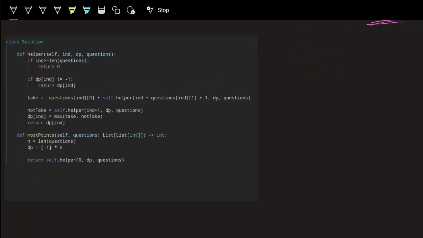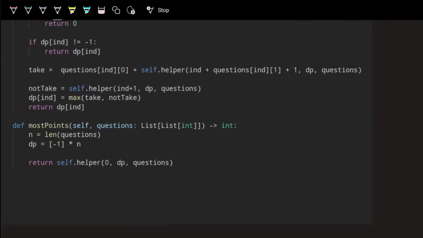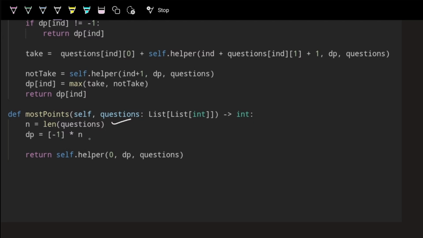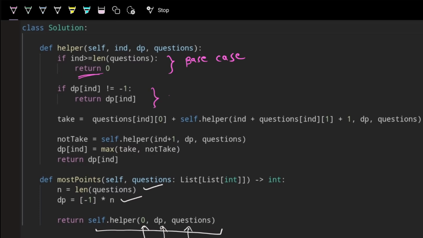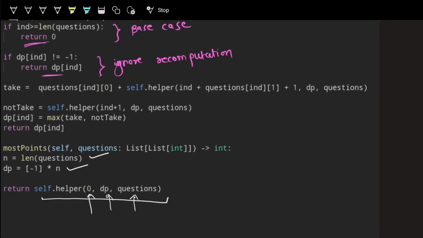So the code for this problem is simple only. If you observe here, what I am doing, I am taking the length, I am initializing the DP array with -1 that we discussed, and I am just calling this function which is taking the index, DP array and the questions, and this is our base case, correct? This is the base case. What I am doing, I am checking if I am out of bound, return 0. This is what, ignore recomputation, I would say, where I am just checking if I have already solved this problem, just return the DP of index, correct?